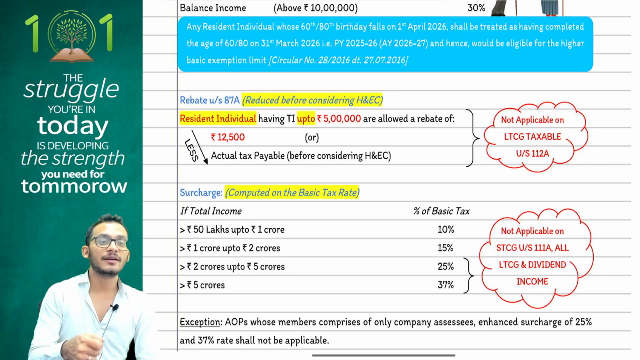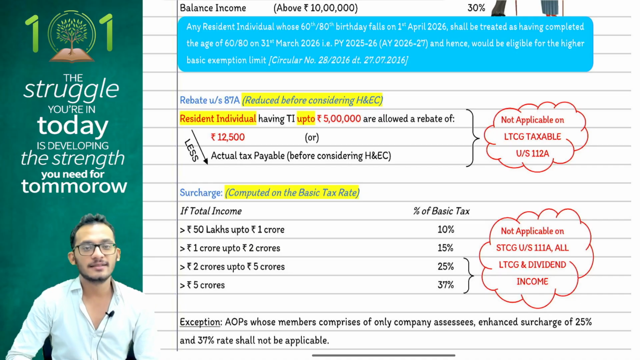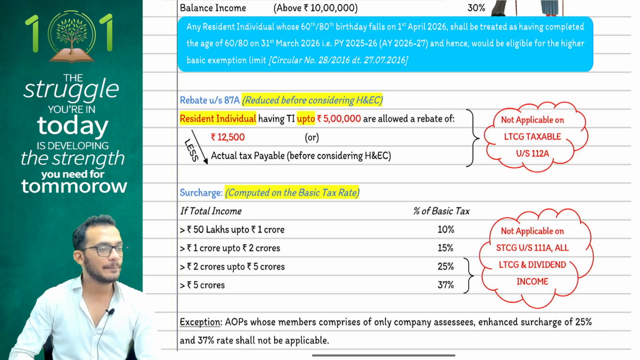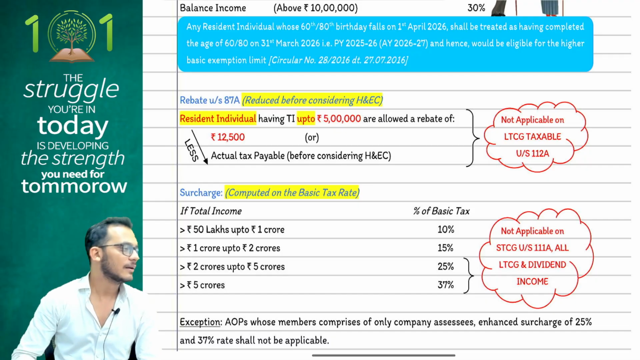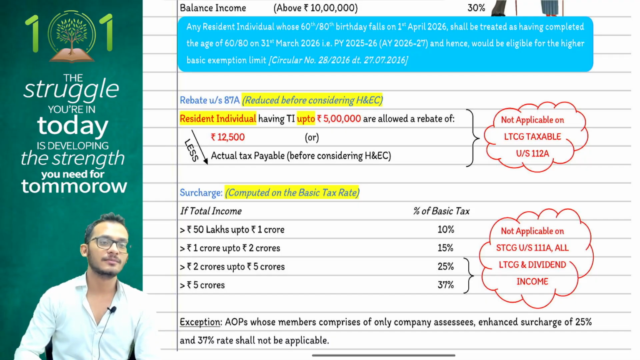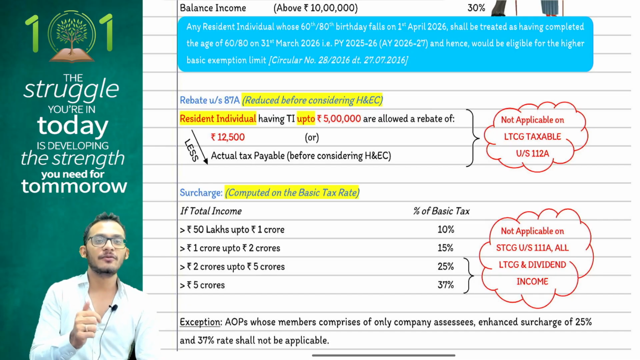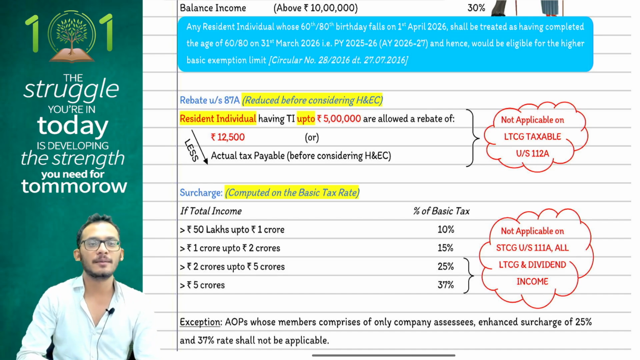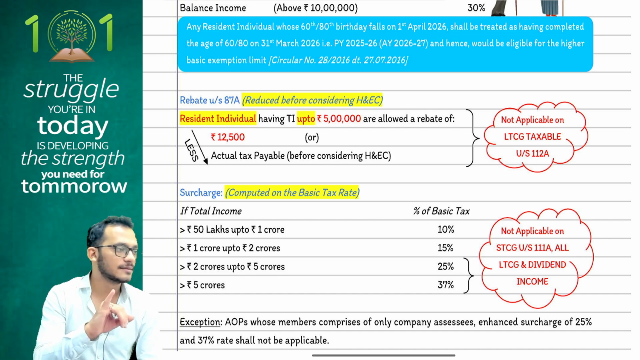Then we discussed if you are a rich person, you will be liable for surcharge. Up to 50 lakhs, no surcharge. 50 lakh to 1 crore, 10%. 1 crore to 2 crore, 15%. 2 crore to 5 crores, 25%. Above 5 crores, 37%. Your 25 and 37 is not going to apply on dividends.